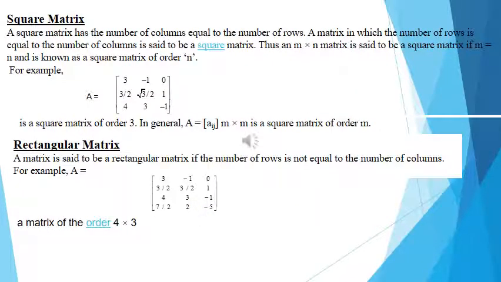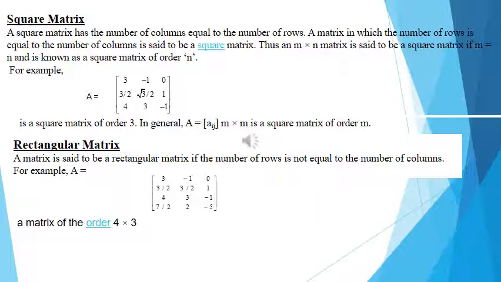A square matrix. What is a square matrix? When the number of rows and number of columns are equal, we say it is a square matrix. So a square matrix is one where the number of columns is equal to the number of rows. Thus, an m by n matrix is said to be a square matrix only if m is equal to n, and is known as a square matrix of order n. So we can say it as m by m or n by n.